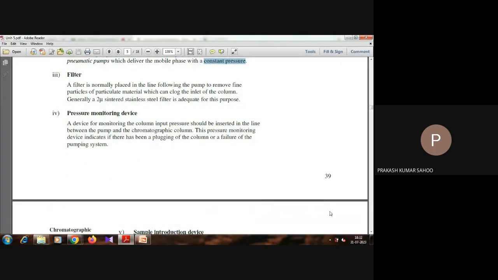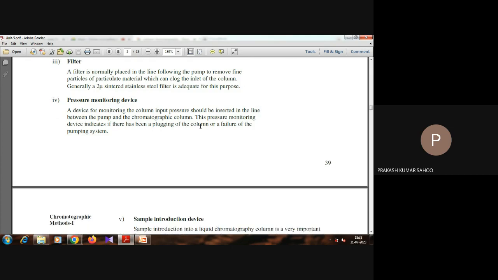Then followed by a filter. A filter is normally placed in the line following the pump to remove fine particles of particulate matter which can clog the inlet of the column. Generally, a 2 micron sintered stainless steel filter is adequate for this purpose. That means to separate the large size solid, the large size stationary phase, the solid we have used, we have to filter it with a 2 micron sintered stainless steel filter.